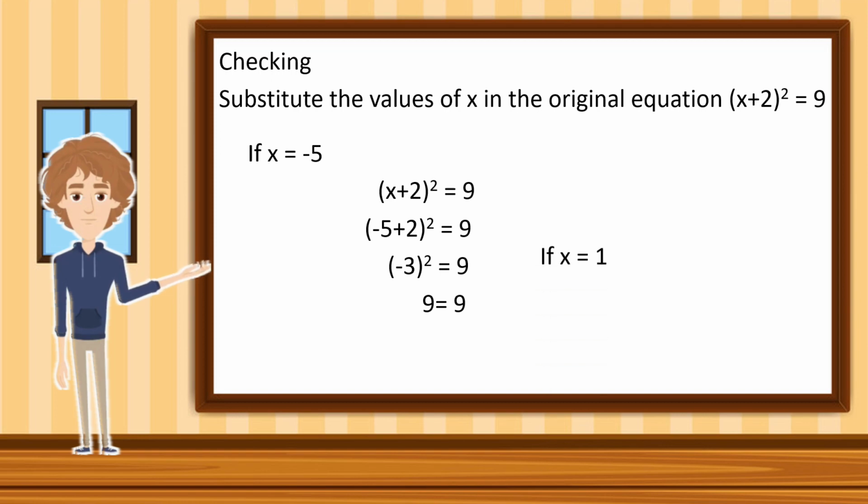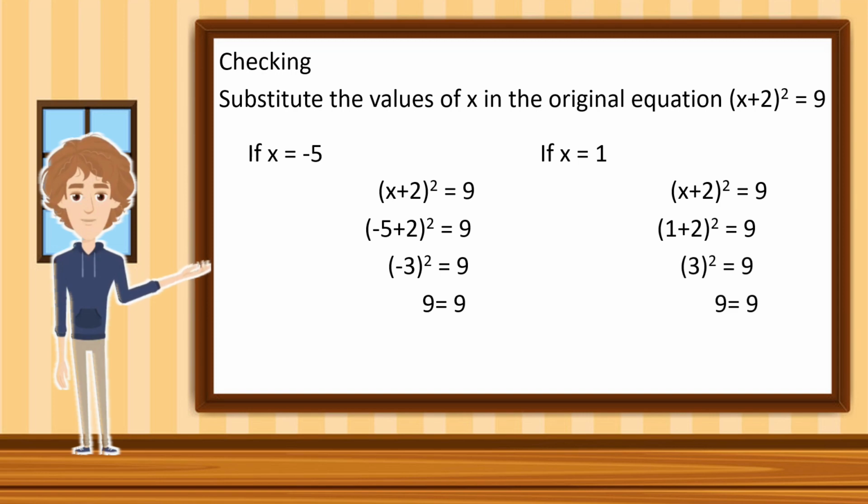How about the second root, which is x is equal to 1? Let us substitute x by 1 in the original equation. Then there you go. 1 plus 2 quantity squared is equal to 9. So 1 plus 2, when we add them, we will have 3 squared is equal to 9. Then 3 squared is equal to 9, and then 9 is equal to 9. Therefore, negative 5 and 1 are the roots of x plus 2 quantity squared is equal to 9.